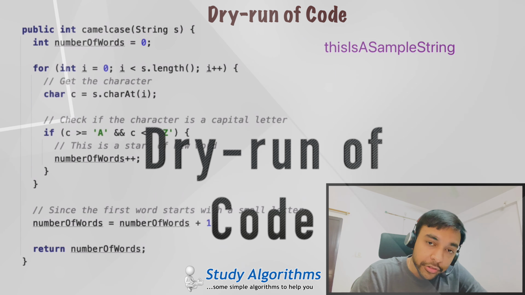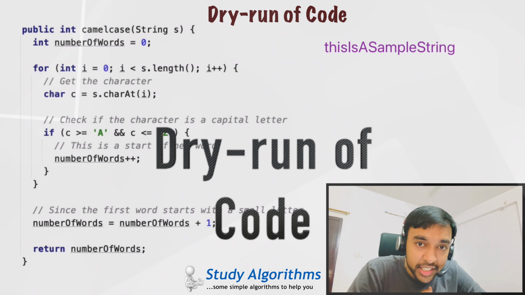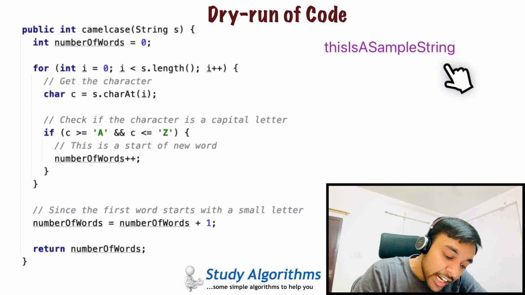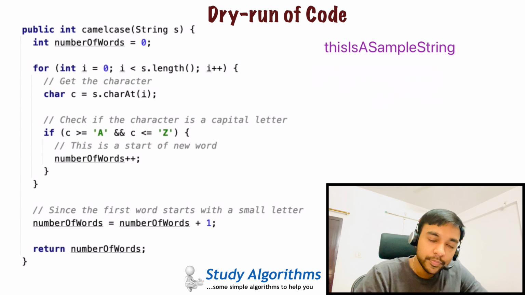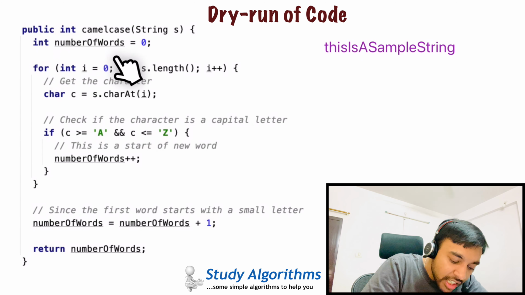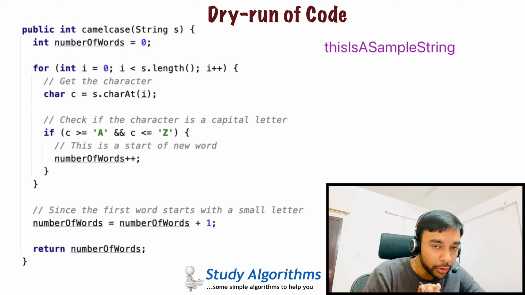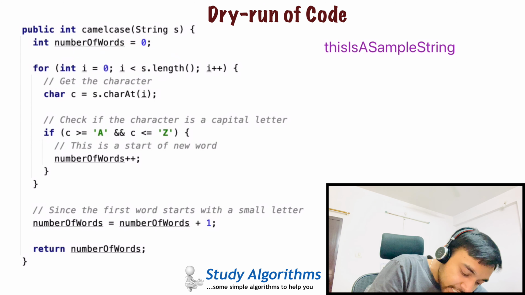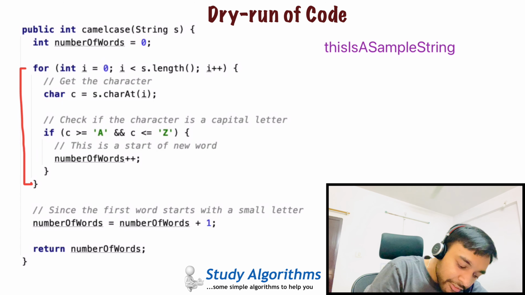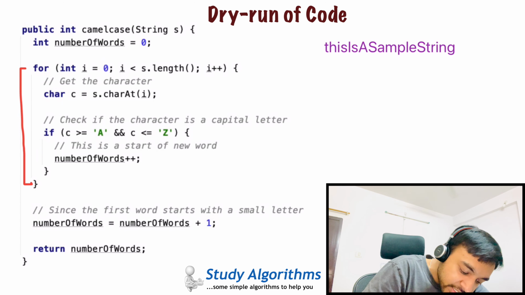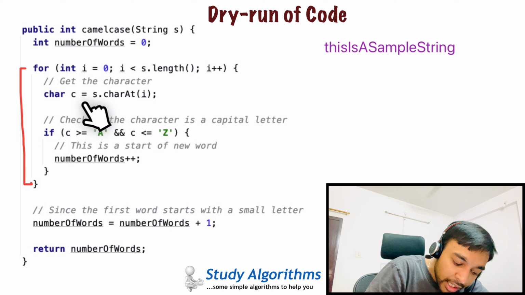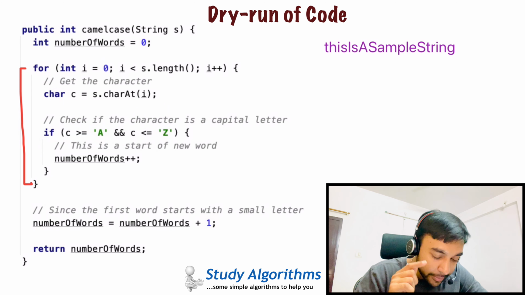Now, let us quickly do a dry run of the code. On the left side of your screen, you have the actual code to implement this solution. And on the right, let us take up a sample string that is in a camel case format. So in the beginning, I initialize my counter, number of words, to 0, right? Next, I will run a for loop that will iterate over each character in the string. In my next step, I get my character C that points to each individual character.